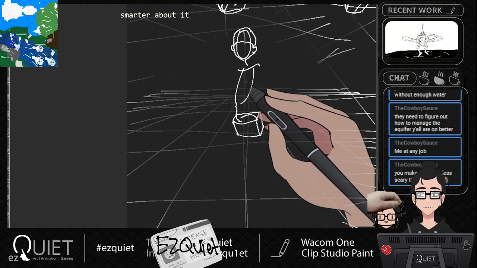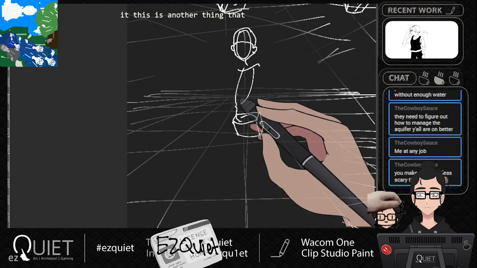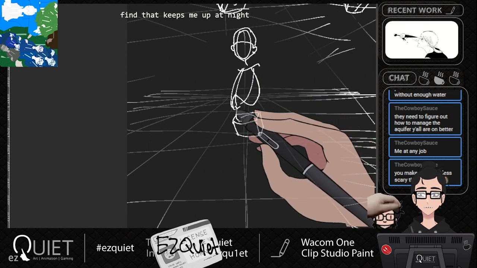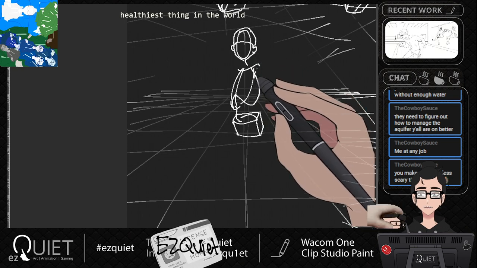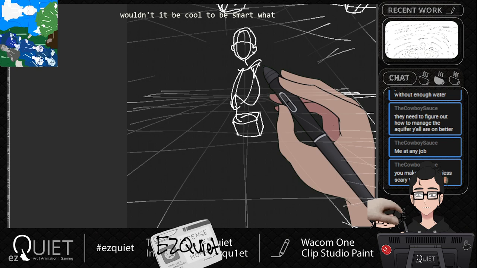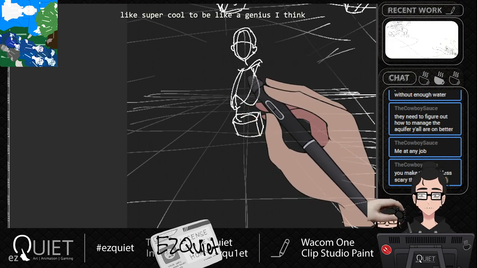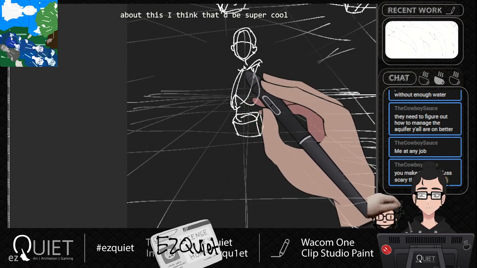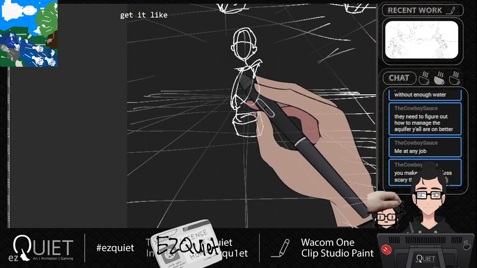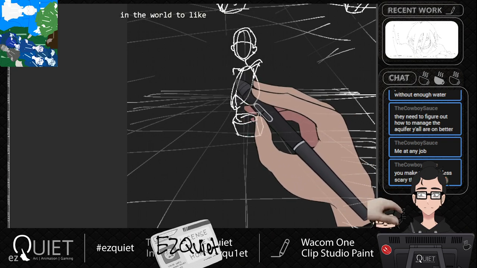I was thinking about it. This is another thing that keeps me up at night. There's a lot of stuff you're gonna find that keeps me up at night, which isn't the healthiest thing in the world. But wouldn't it be cool to be smart? Wouldn't it be super cool to be like a genius? I think about this. I think that'd be super cool. Why did people hate on nerds so much in school? I don't get it. I feel like it's the coolest thing in the world to know things.